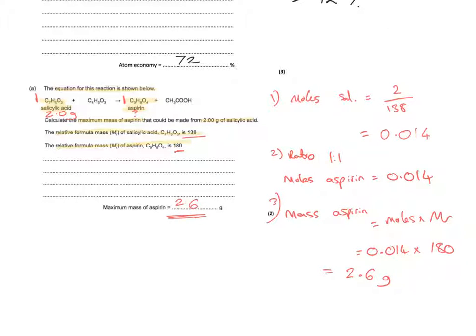Is this answer realistic? Well, if I start with 2 grams of one reactant, then yeah, I could make 2.6 grams of the product. It's in the same ballpark. Final page of these practice exam questions. It says the student made 1.1 grams of aspirin from 2 grams of salicylic acid. So this is the actual yield.